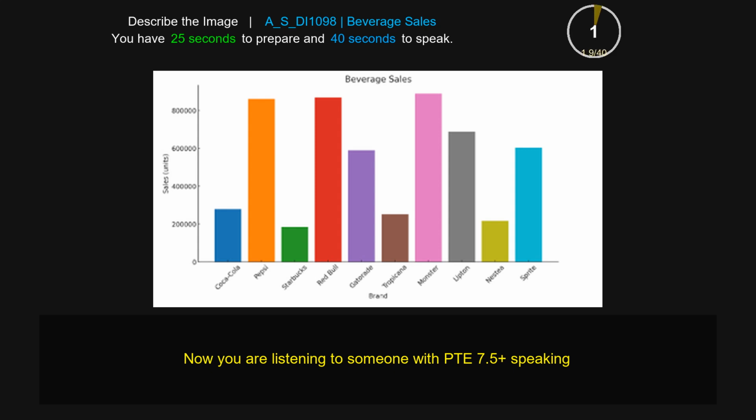This picture gives information about beverage sales, including Coca-Cola, Pepsi, and Starbucks. The largest element of the picture is 800,000, which is related to Coca-Cola. Conversely, the smallest element is 200,000, which is related to Starbucks. Furthermore, the second largest element of the picture is 600,000, which is related to Pepsi. Overall, beverage sales show fluctuations.